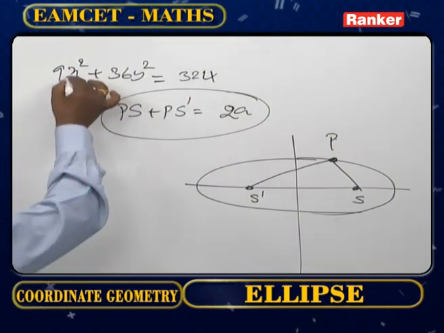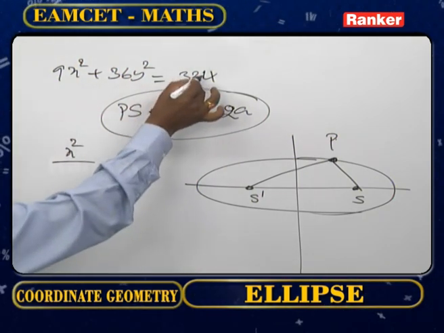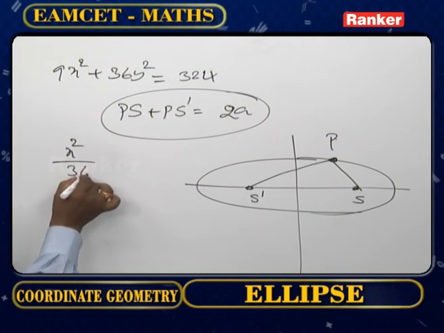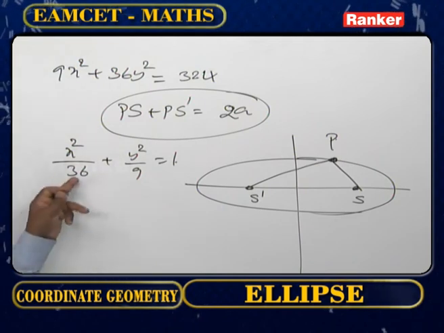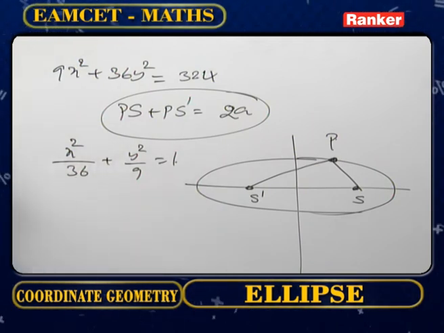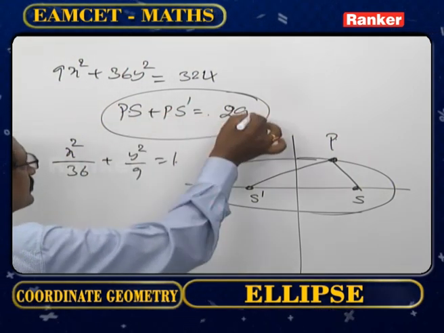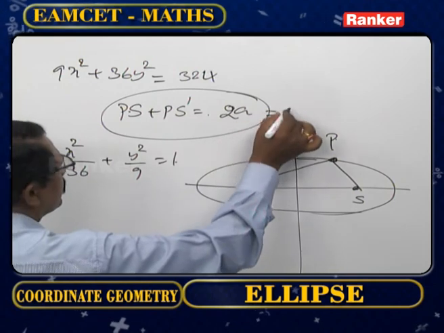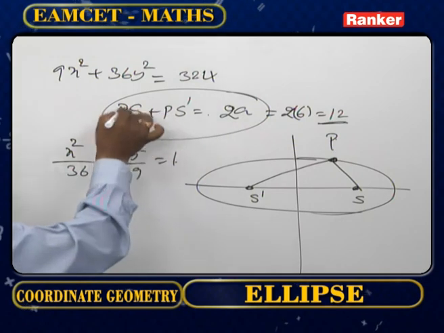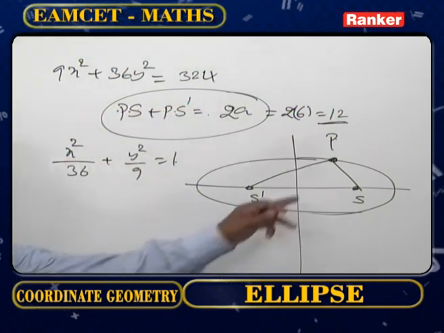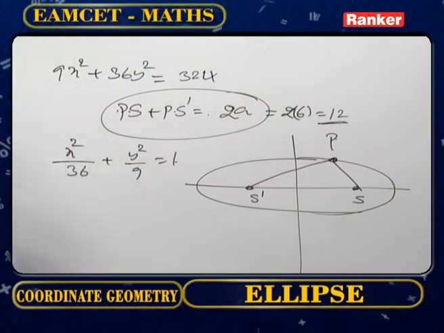Now the given equation is converted into standard form: x square by 324 by 9, that equals 36, plus y square by 9 equals 1. Here a square equals 36, so a equals 6. Now SP plus S'P equals 2a, that equals 2 into 6 equals 12. Then PS plus PS', the sum of the focal distances of the point P, equals 12. Second option is correct.